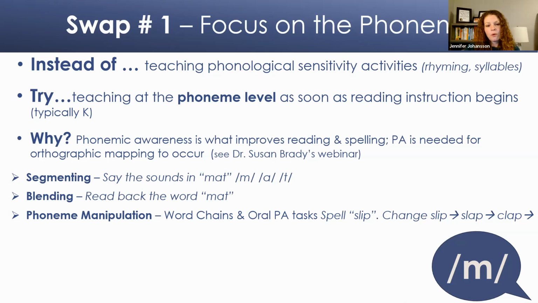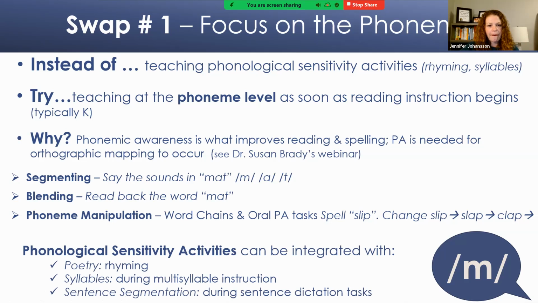However, they're not enough. We need to also be able to manipulate phonemes, and we can do that through activities like word chaining. We can do oral phonemic awareness tasks where we are taking sounds out, putting sounds in. If we have slip and we change slip to slap, we're taking out the i, putting in a. We change slap to clap, we're taking out, putting in. It's that manipulation, deletion, substitution. Kids have to have that phonemic proficiency in order for those words to really stick in their reading to be automatic. So we want to focus on that.